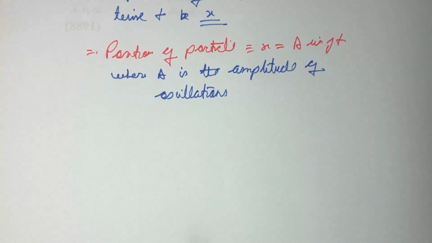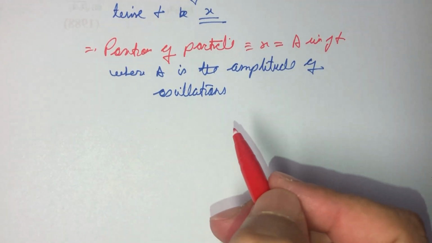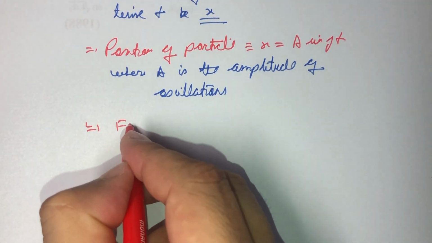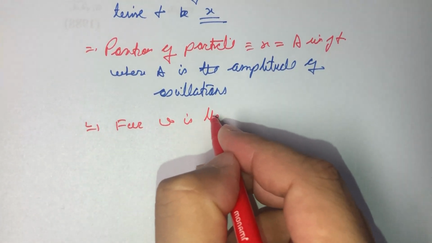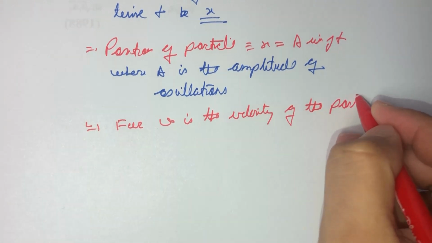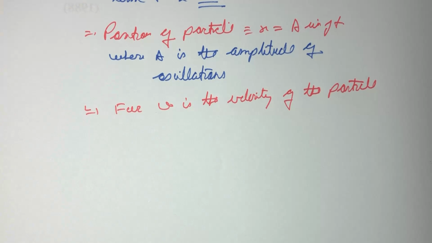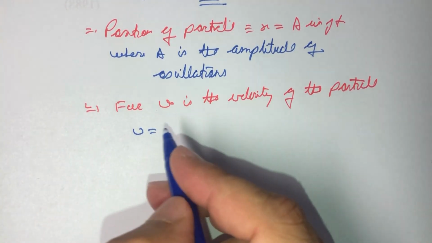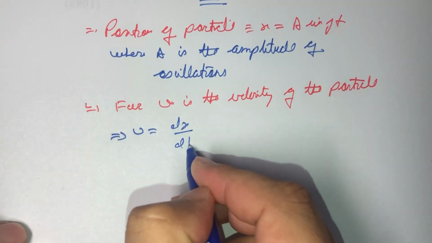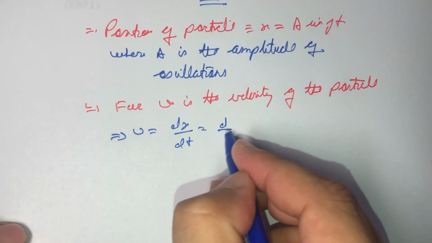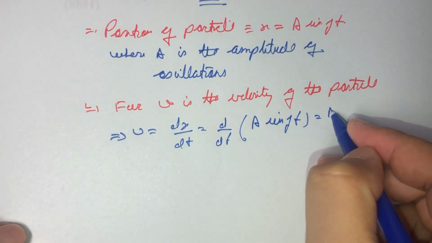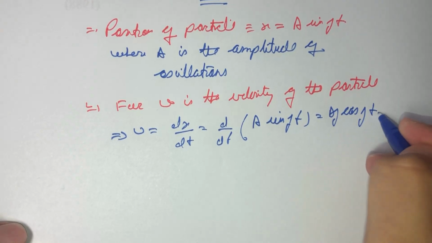And if we say that v is the velocity of the particle, then we can write its kinetic energy will be equal to half mv square. For v, the velocity of the particle, v will be equal to the derivative of the distance x, that is dx by dt. Therefore, v is equal to dx by dt. Substituting the equation for x, we get d by dt of a sine ft, and this gives us af cos ft.